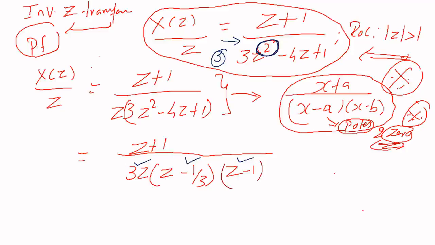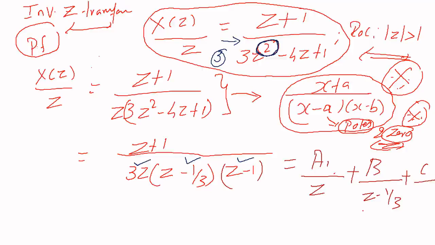So what is the next step in the partial fraction? Let me write it like this: a by z plus b divided by z minus 1 by 3 plus c divided by z minus 1. Here a, b and c are constants. I am going to use the same old partial fraction expansion technique to find a, b and c. This particular step I am leaving to you.